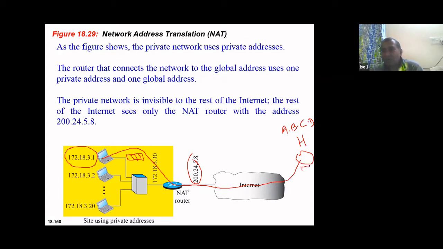Now the destination wants to send a packet. The moment the packet comes via the internet, it will come to the NAT router, because it knows only the global address. So the packet will have 200.24.5.8 as the destination address. When it comes here, how will the NAT router understand which host out of these the packet coming is meant for?